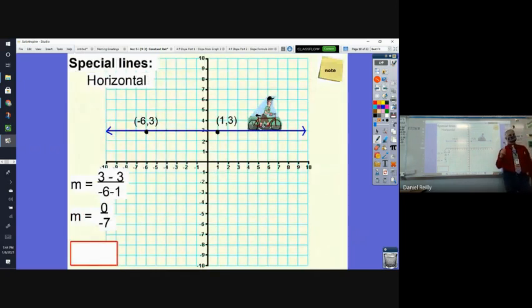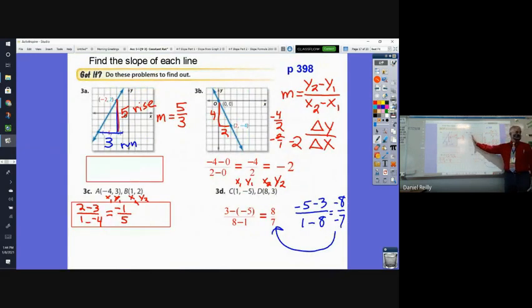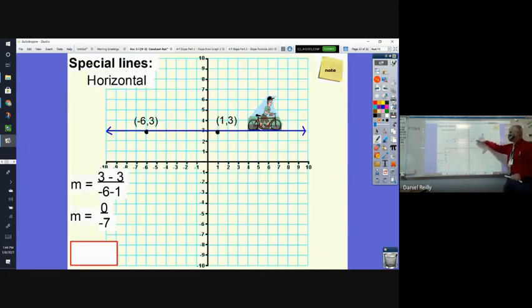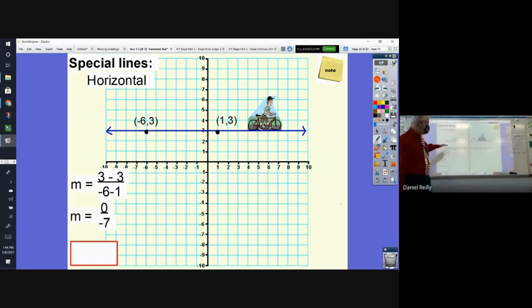There are two special lines to talk about, which we can finish up with here today. The first one: they're all straight, right? This line is horizontal, okay? Yeah, it's straight, but it's horizontal. A horizontal line, how much is the y changing on this line? 0. The y doesn't change at all. This line has a slope of 0.